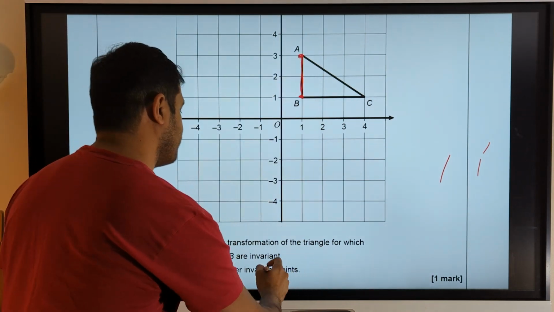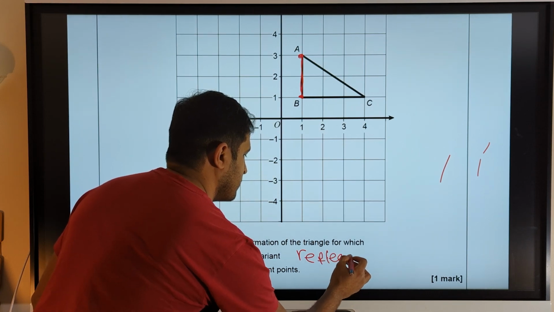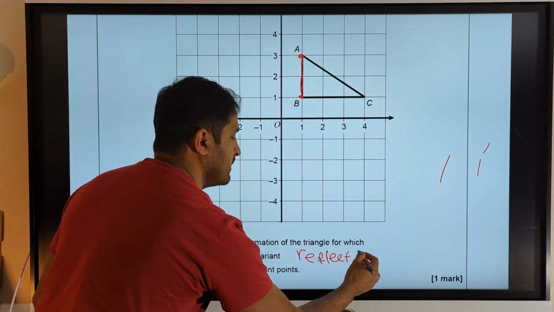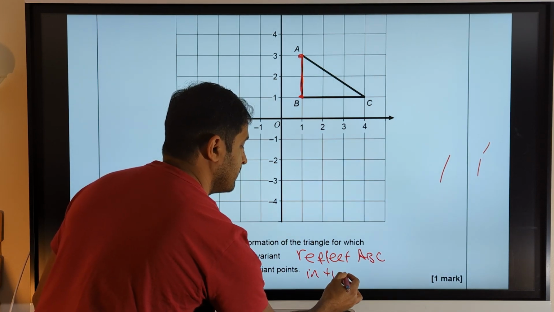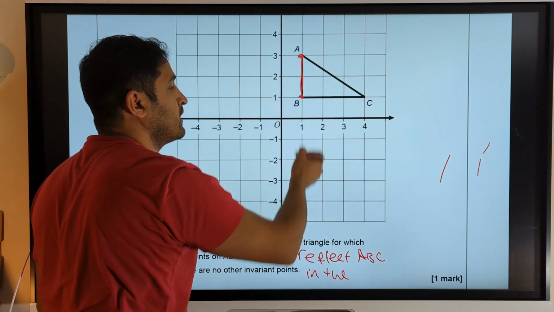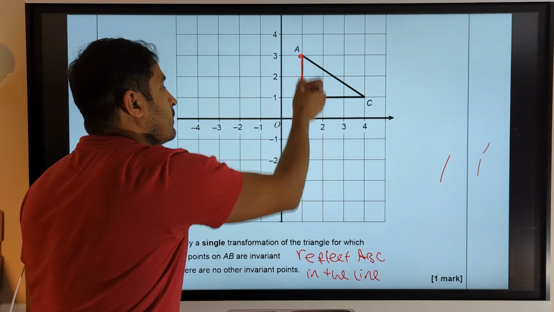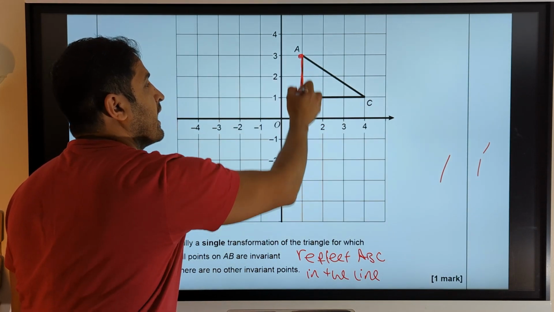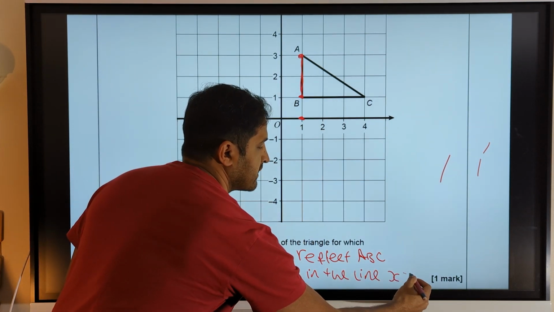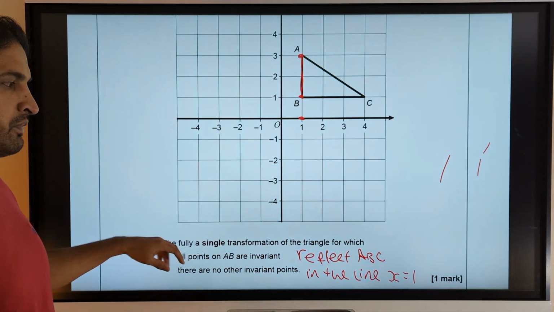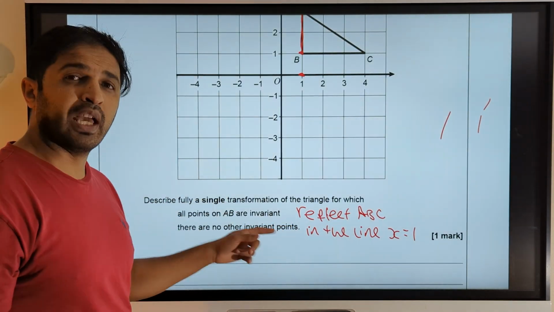So we're going to say reflect this triangle ABC in this line here. What is the equation of that line? It goes through where x is equal to 1. Any point on that line has an x value of 1. So in the line x equals 1. That's it. But you need to say everything. This is an exam paper. You should be able to do that.